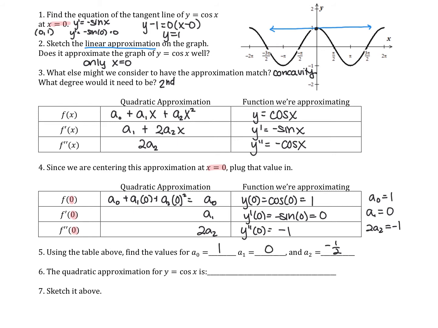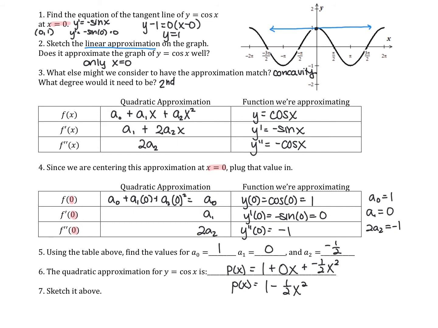Okay, so if I were to write a quadratic approximation for y equals cosine of x, what we have is this polynomial, I'm going to give it a name, p of x, equals 1, that's my a sub 0, plus 0x, because that's my a sub 1 times x, plus negative 1/2 x squared. Let's simplify that. Let's clean that up. So that would be 1 minus 1/2 x squared.